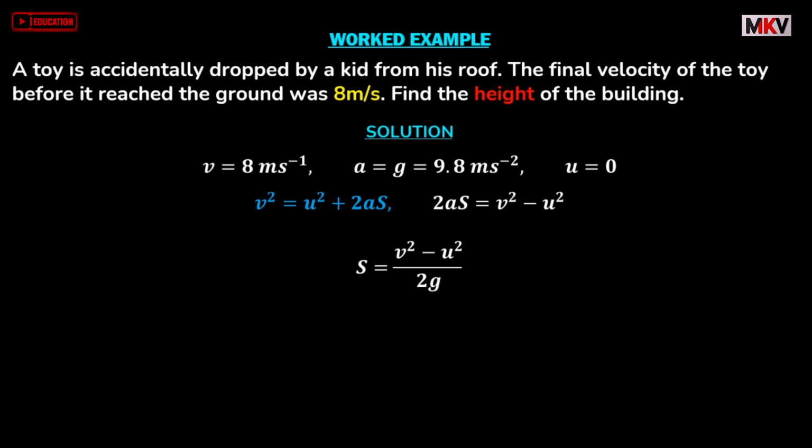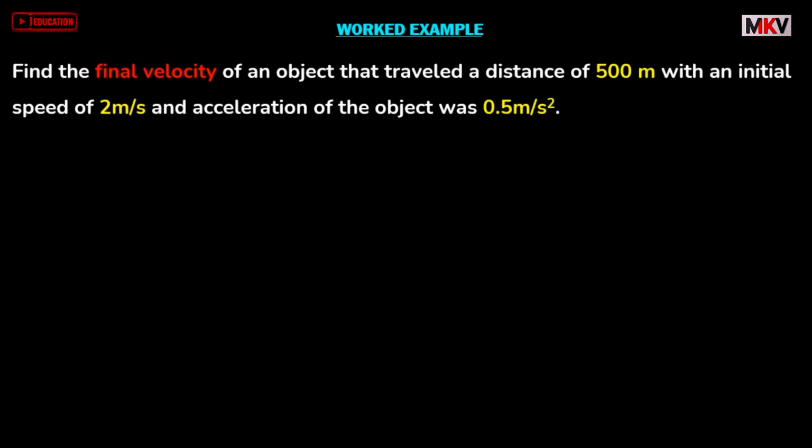So after change of subject, we will do our substitutions into the equation. So final velocity is 8. Initial velocity is 0. Acceleration due to gravity is 9.8. So we do the substitutions, then you compute for height, which is S. So after computation, we are having the height to be equal to 3.27 meters. So the height of the building at which the toy was dropped by the kid from the roof is 3.27 meters.